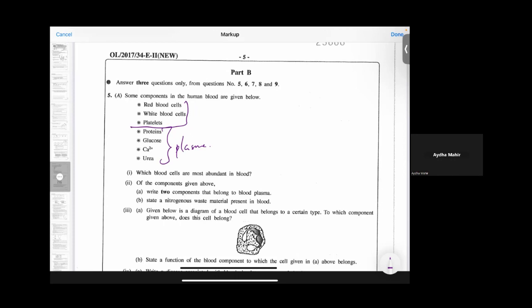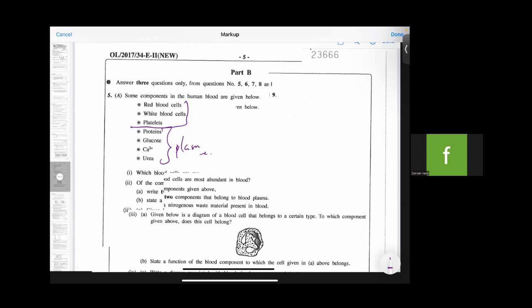White blood cells. Yes, the white blood cells. State a function of the blood component to which the cell given in A above belongs. Destroys pathogens. Yes, you can say protect our body from infectious diseases by phagocytosis and by producing antibodies. So that's how you impress your examiner. Okay, so that's all for that question.